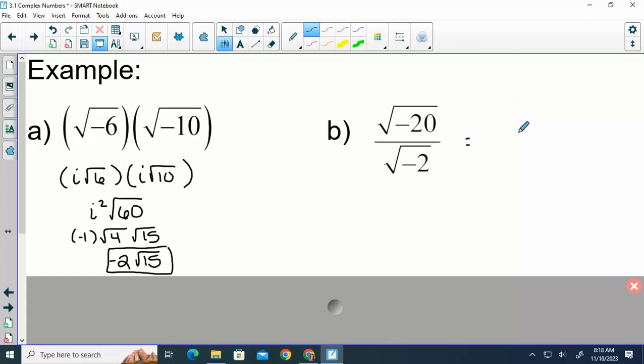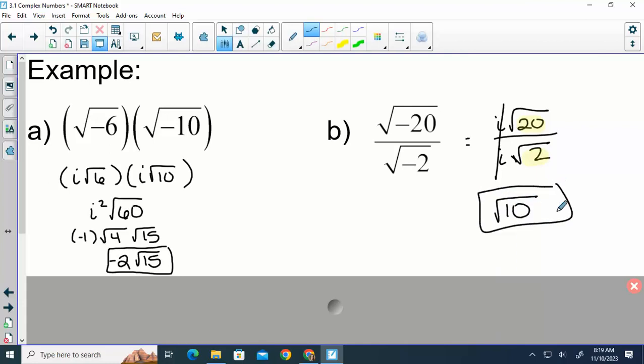B. What can I first take out on these? Okay. So we can take out an i to begin, and then we are able to reduce with the radicals as well. What happens to those two i's? They cancel. Since both the 20 and the 2 are under the square root, you can actually divide those. So 20 divided by 2 is 10, and that's our final answer.